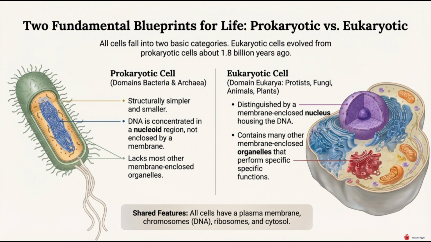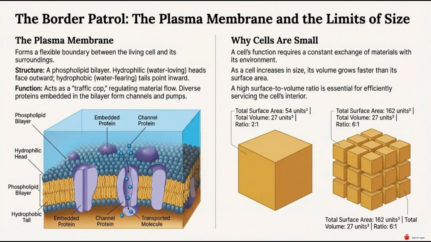Which brings us to the eukaryotic cells. So that's us, plants, fungi, everything else. Yes, and they evolved from prokaryotes about 1.8 billion years ago. The defining feature is a true membrane-enclosed nucleus for the DNA, plus a whole host of other membrane-enclosed organelles. It's like different departments in the city. That's a perfect analogy. And every city needs a border.